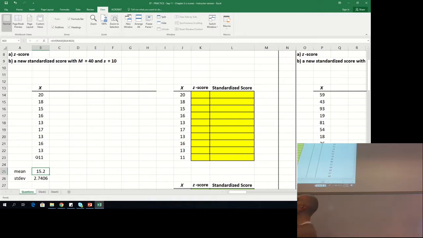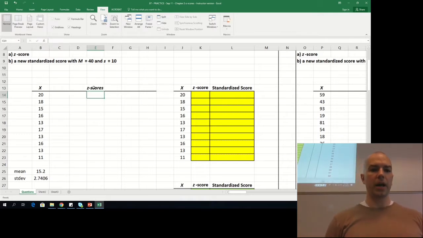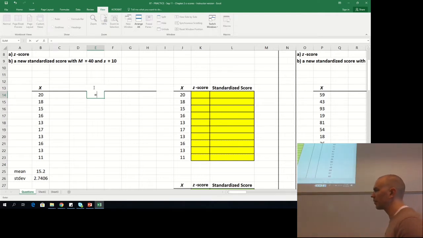So now we have the three parts that we need. We needed the scores, we got the scores. We needed the mean, we calculated the mean. We needed the standard deviation, we calculated the standard deviation. So now we can start calculating our z-scores, and I'm going to put them here, and it'll become apparent why in just a moment. And we can start plugging in this formula.